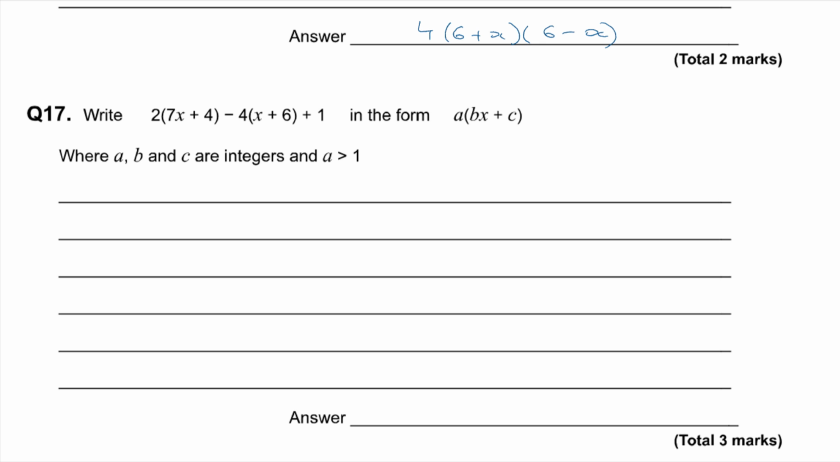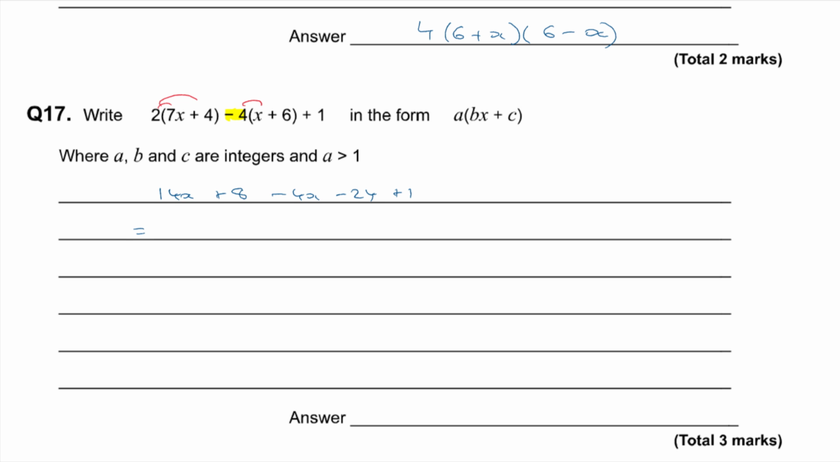So 2 lots of 7x and 2 lots of 4, that's 14x plus 8. Multiplying out the second bracket, just take care because that's minus 4 times x. So minus 4 times x is minus 4x, and minus 4 times 6, that's minus 24. And then I've got plus 1 on the end.